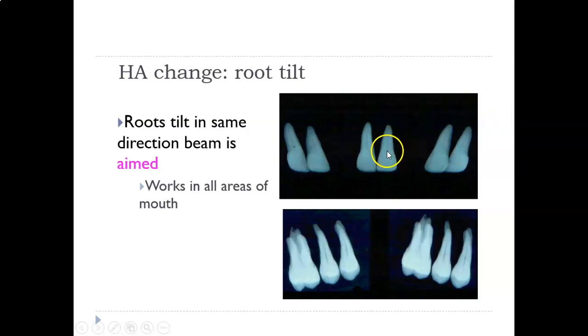And then if the beam is heading more toward the patient's right, then the roots are headed in the same direction. So they basically tilt in the same direction as how you're angling the beam.